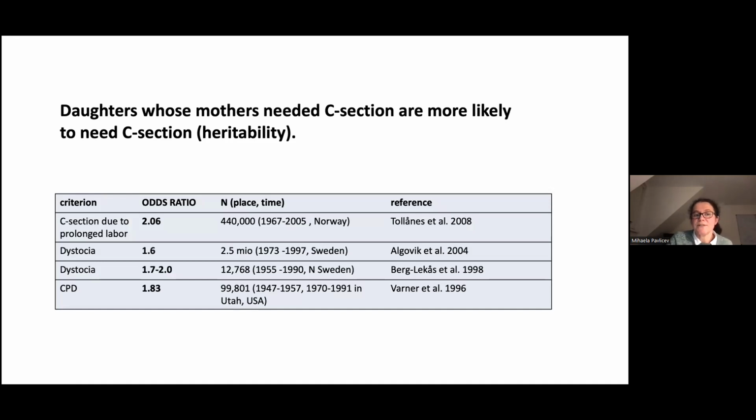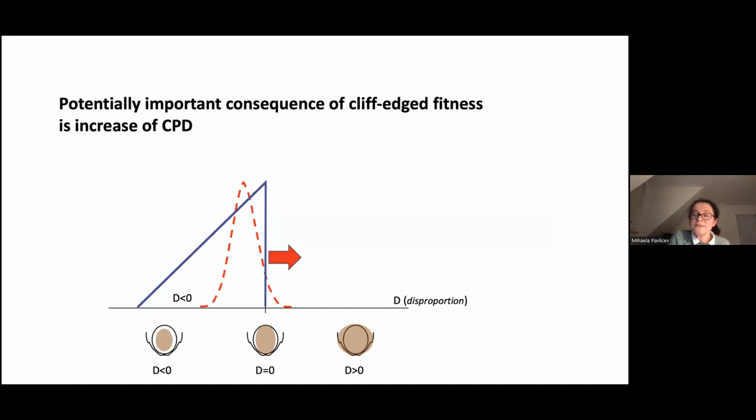What is important for this kind of modeling is to show that the fit is to some extent heritable, and we can actually see through the studies that there is a heritability of cephalopelvic disproportion. So the daughters whose mothers needed C-section are also more likely to need C-sections themselves when they give birth. All right. What is potentially important when looking at this model is that you can also think about what happens when the cliff actually disappears, and that would be under circumstances of C-sections, for example, where this kind of selection is not present anymore, and the question, of course, is whether our distribution would, under this kind of selection, wander further into this direction.